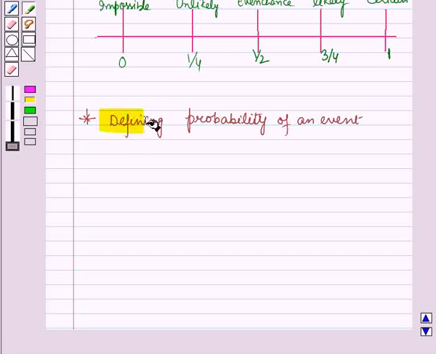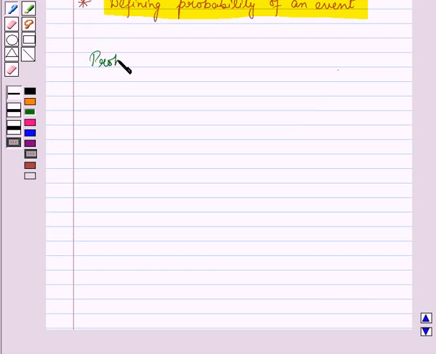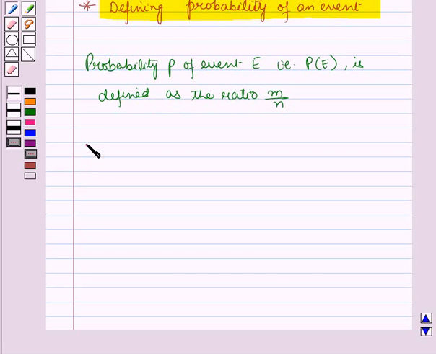And now let us define the probability of an event. Now, if in a random experiment there are n mutually exclusive and equally likely elementary events, and m of them are favorable to an event E, then the probability P of happening of an event E, which is denoted by P of E, is defined as the ratio m upon n.